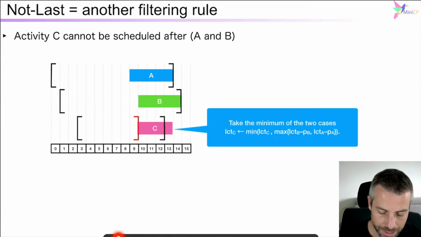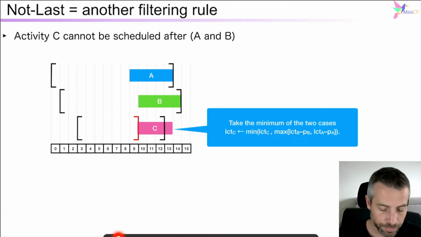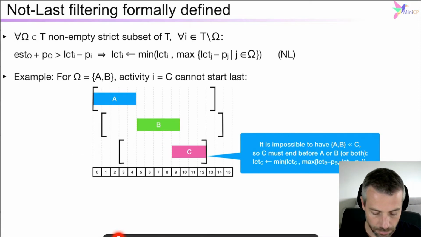That's the not last rule. We detect that C cannot be placed the last one, and therefore A or B should come after, and we will take the best of the two situations from the point of view of C, because we don't want to remove a value that would still be part of a solution for the activity C. So let's write down formally this rule.